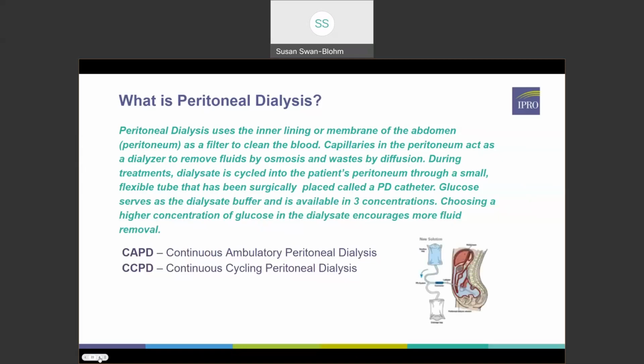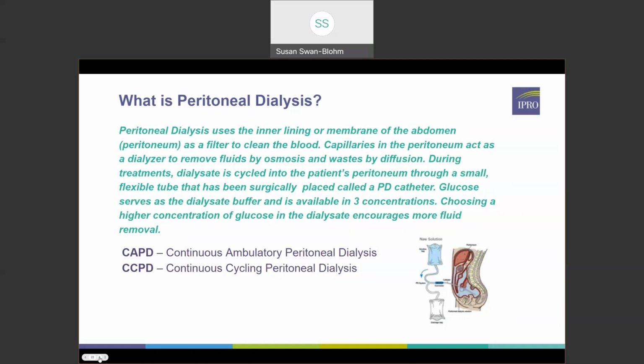Peritoneal dialysis uses the inner lining or membrane of the abdomen, or peritoneum, as a filter to clean the blood. Capillaries in the peritoneum act as the dialysis filter to remove fluids by osmosis and waste by diffusion. During treatment, dialysate is cycled into the patient's peritoneum through a small flexible tube that has been surgically placed, called a peritoneal catheter or PD catheter.